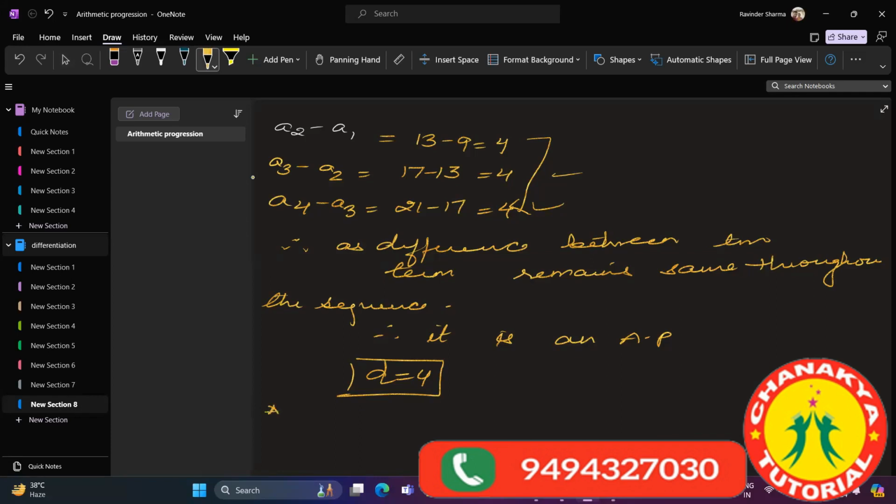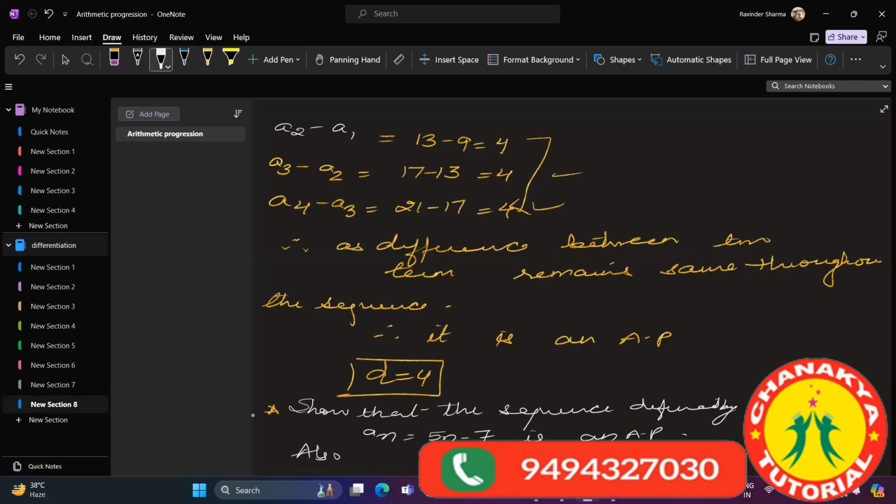Now, next question, children. This question for you, you will solve. Show that the sequence defined by nth term is equal to 5n minus 7 is an AP. Also find its common difference. Try to solve it.